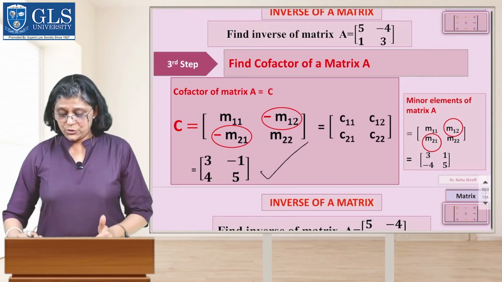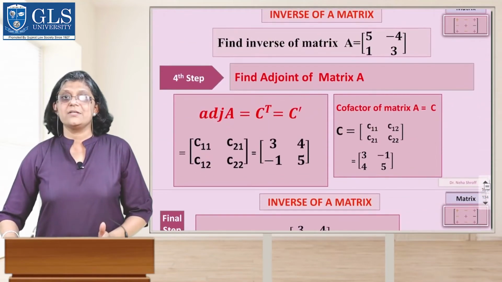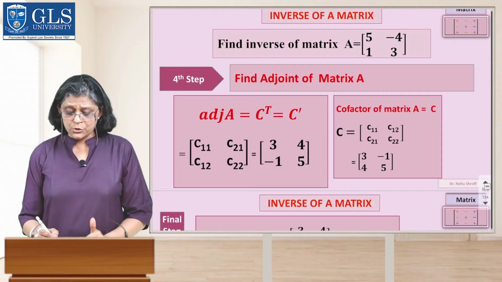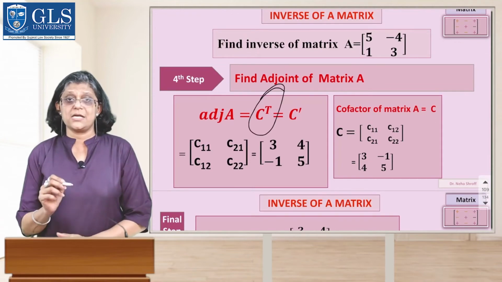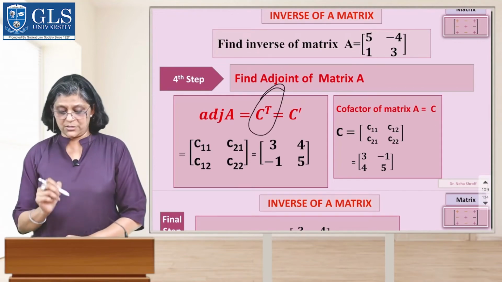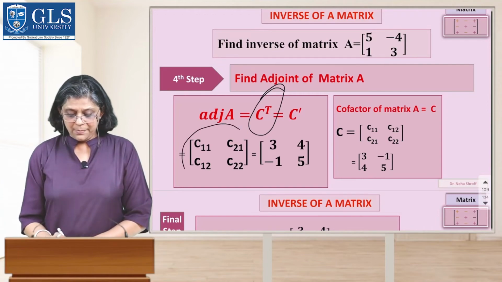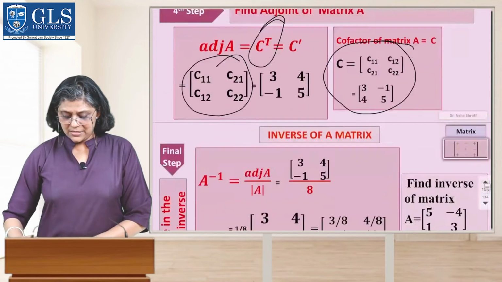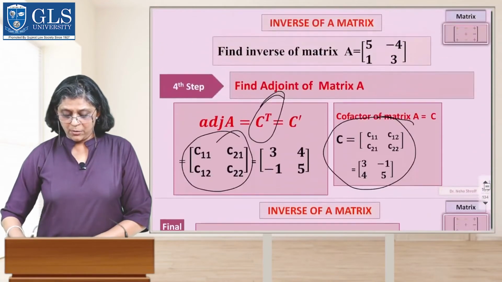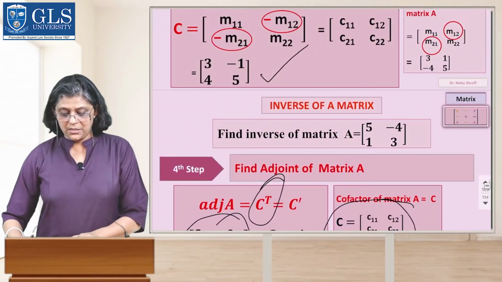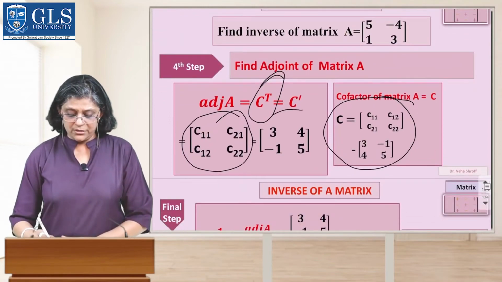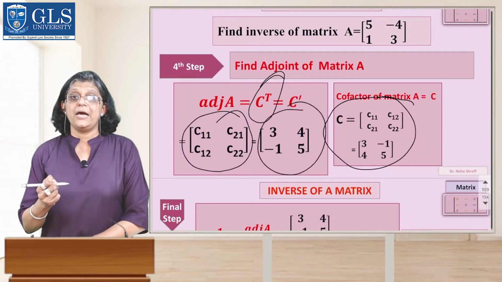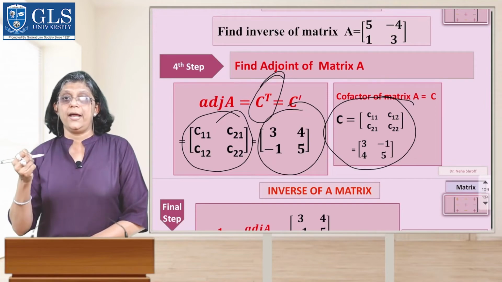After that, what is next, students? I think you remember it is the adjoint. So adjoint is nothing but taking the transpose of the cofactor matrix. So we write, this is my C, but when I take the transpose, I get my transpose in this format, that is 3 minus 1, 4 minus 5. I have got this interchange and it is 3 minus 1, 4 and 5.